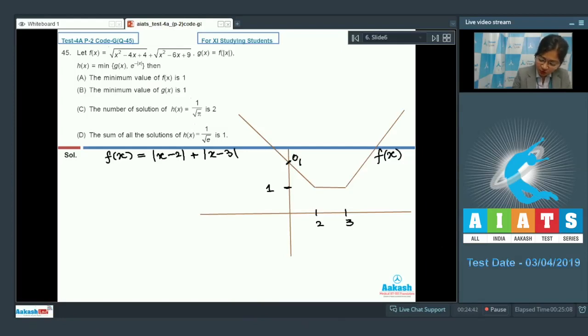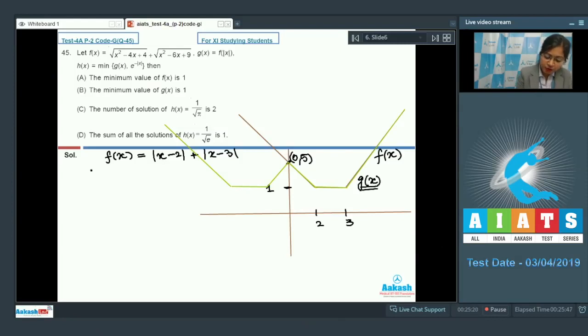And this point is (0, 5). Now we have to plot the graph of g(x). g(x) is equal to f(|x|), which means that as the graph is in positive x, the same graph will be repeated in negative x. So its graph will be changed for negative x, it will be like this, right? And here it is the same. So this is the graph of g(x).